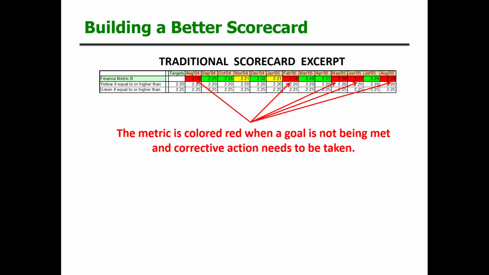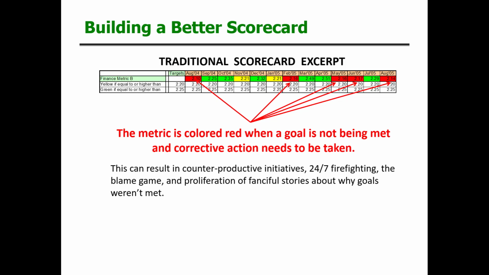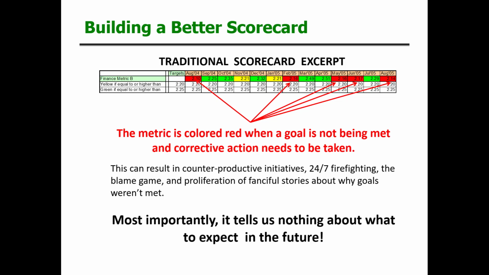Now let's talk more about this traditional scorecard approach. The metric is colored red when a goal is not being met and corrective action needs to be taken. This can result in counterproductive initiatives, 24/7 firefighting, the blame game, and proliferation of fanciful stories about why goals weren't met. But it tells us nothing about what we can expect in the future.